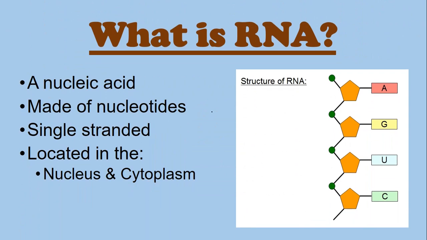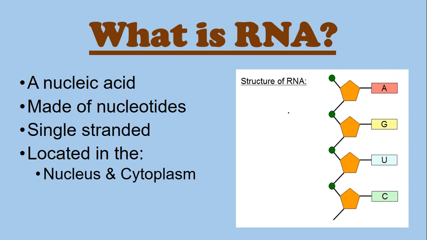So what is RNA? It's a nucleic acid, just like DNA. Means it's composed of nucleotides, just like DNA. It's single-stranded, not like DNA. Remember, DNA is double-stranded. And RNA is located in the nucleus and in the cytoplasm, while DNA is only located in the nucleus. Now, the nucleotide structure, it's still the phosphate, it's still the sugar, and it's still the base.